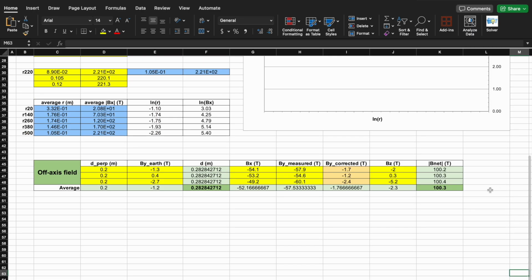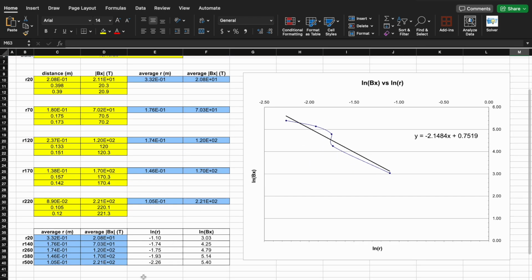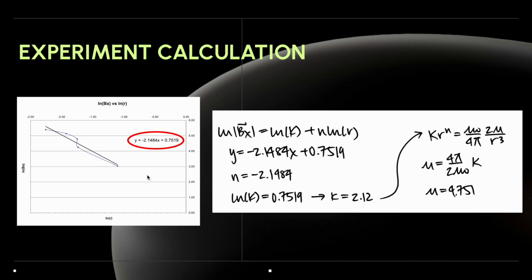As you can see, we measured the data from the off-axis field and we got a resulting graph. From this resulting graph, we got a linear equation with the slope and y-intercept, and we used this equation to calculate for n. And then we solved for k, and raising e to the 0.7519, we found that k is approximately 2.12.